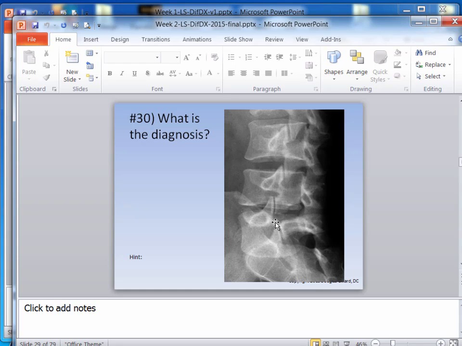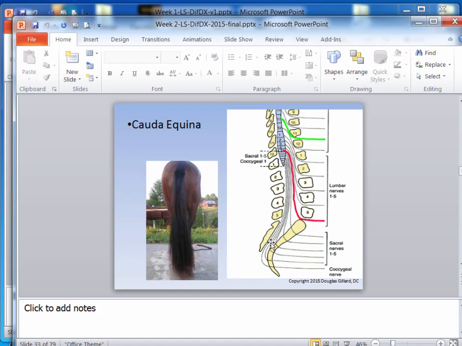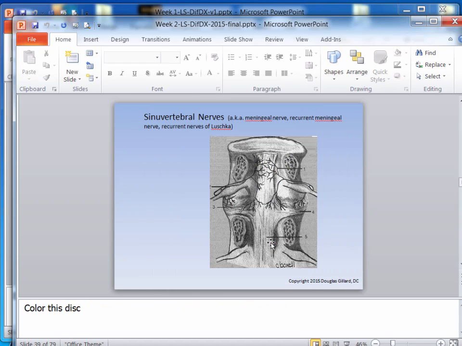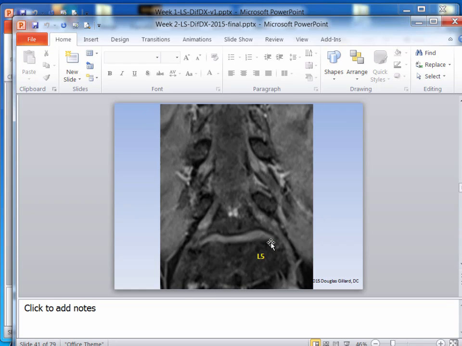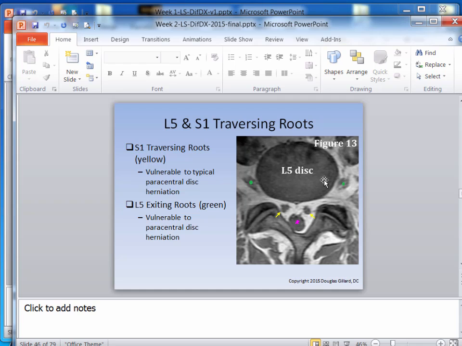This is oblique. So that's a spondylolysis. We can't see any slip, so it's not a spondylolisthesis, it's a spondylolysis. Scotty Dog, know these 9 causes of pain. I'm going over this stuff pretty much here. I would know this drawing.